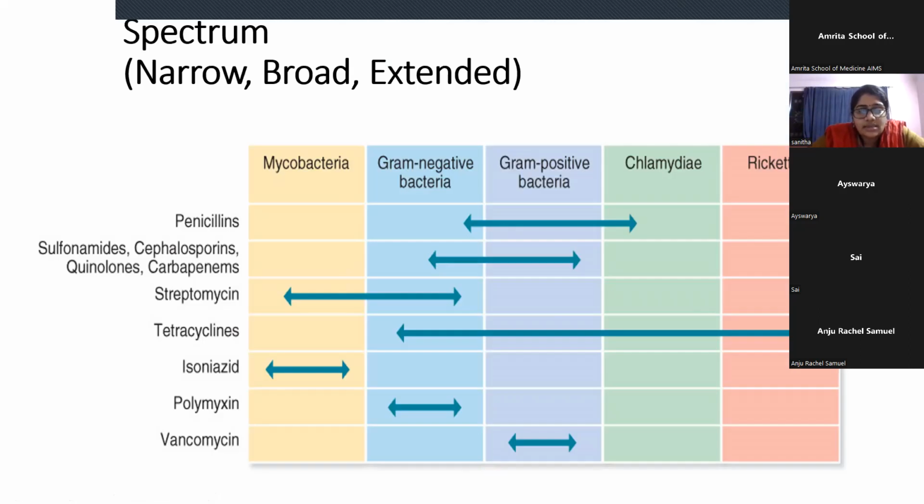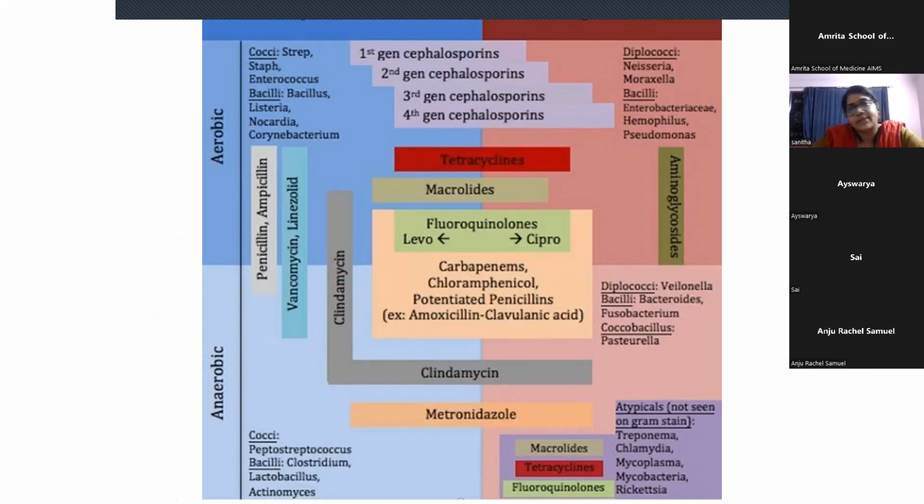And this is a simple diagram representing the narrow, broad spectrum and extended spectrum antibiotics. So if you see the antibiotics which cover the gram-negative bacteria, it's like penicillins, the extended spectrum penicillins, then cephalosporins, that is third generation and fourth generation, sulfonamides, quinolones, carbapenems, then aminoglycosides, tetracyclines, which is broad spectrum, which cover gram-negative bacteria, and polymyxin antibiotic. So it's the same diagram.